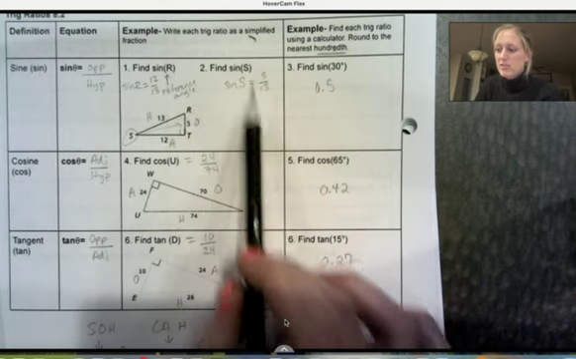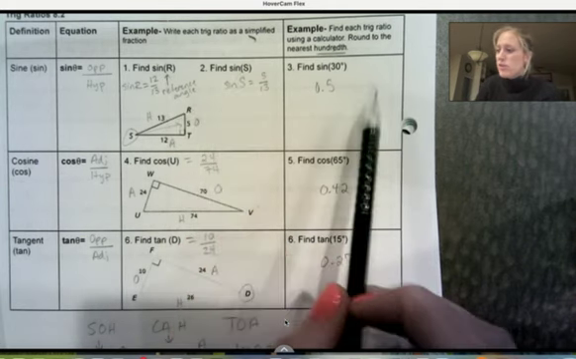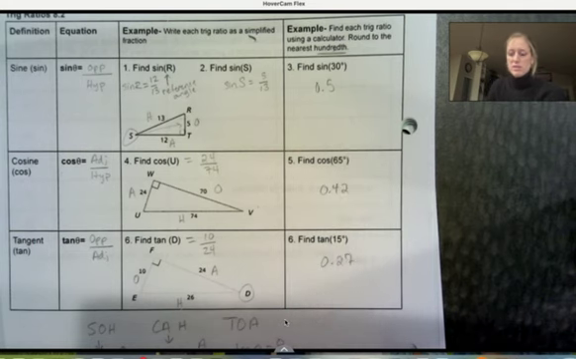What you guys are going to be doing is just like these examples: you are going to be writing the fraction given a triangle, and then you're also going to use your calculator to evaluate some of the different ratios.